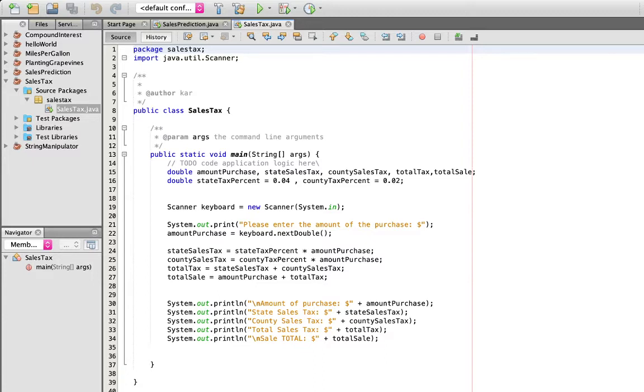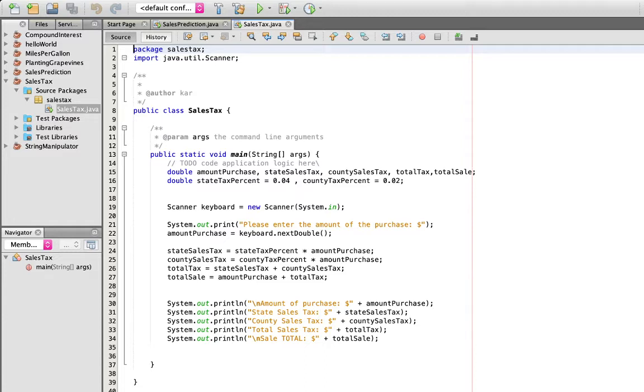So then I set my doubles: amount purchase, state sales tax. So this is the initial amount purchased right here, and then the state sales tax, which they gave to us, I believe. And then our county sales tax, and then our total tax, and then our total sale. And then I also put it down here, the state tax percent and the county tax percent. I know that I could have just put the state sales tax equals 0.04 up in the first level, but I just decided to do it below because I thought it looked a little bit neater.